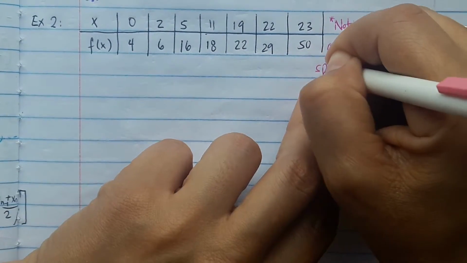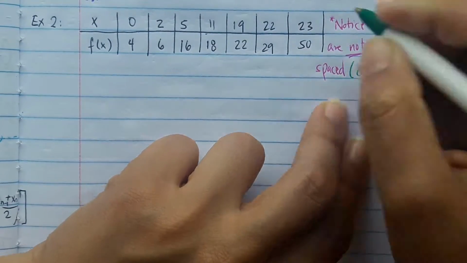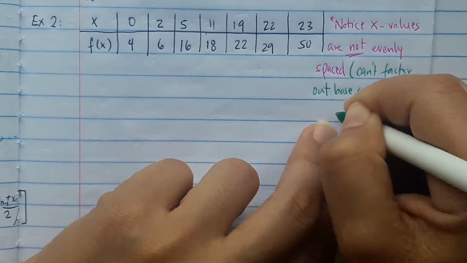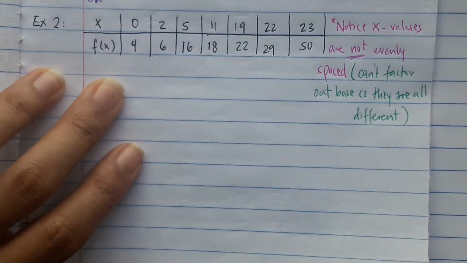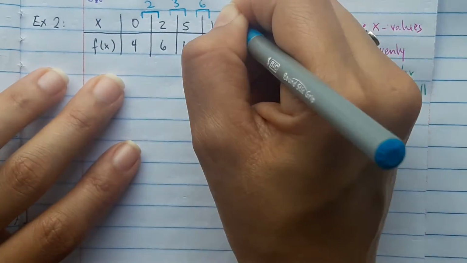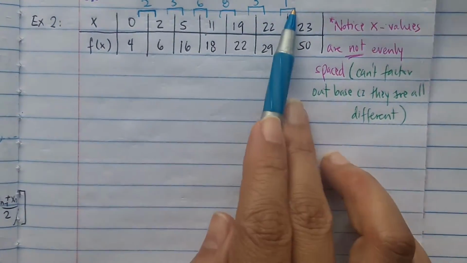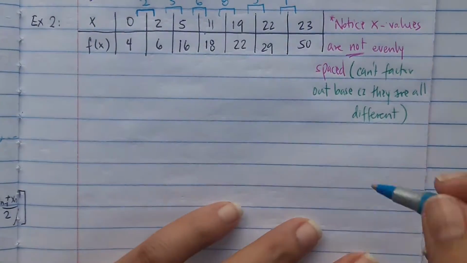And the only difference between the ones that are evenly spaced and the ones that are not is that for the ones that are not evenly spaced, you can't factor out the base because they're all different. So we could factor it out before because every single rectangle had the same base. But this one you just can't factor, so you have to do it the long way. You have to find the base times height for each one. So find the base for each rectangle, which is the difference between both sides. So 2, 3, 6, 8, 3, and 1.